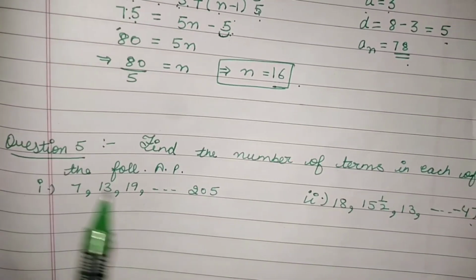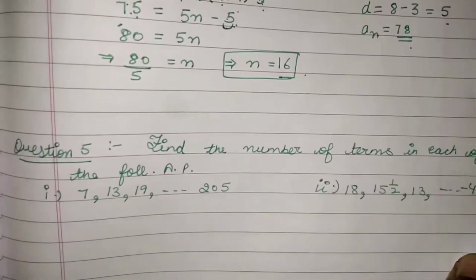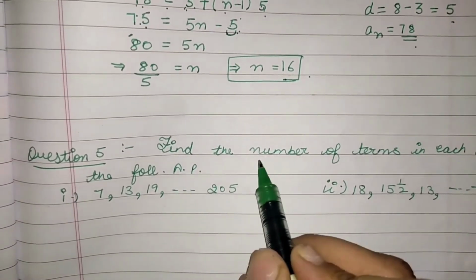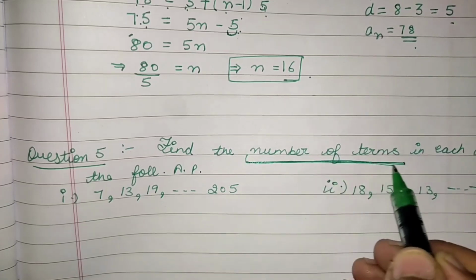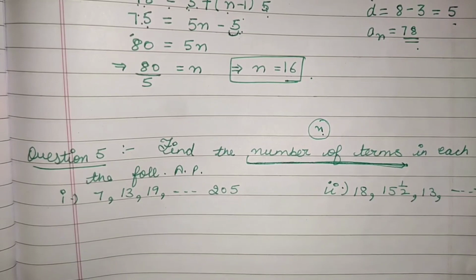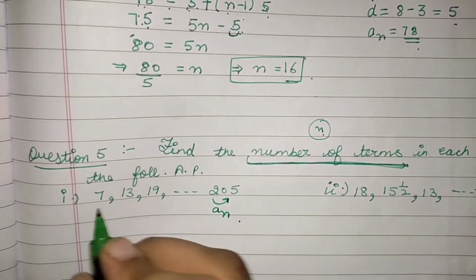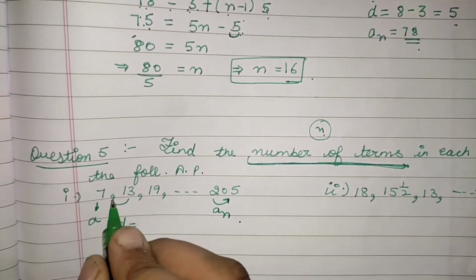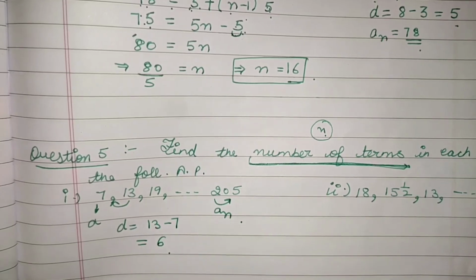Question number 5, the last question of this video. We are going to solve one part, so you can solve the remaining second part by yourself. What does the statement say? Find the number of terms. Number of terms again means how many terms are there in the AP, so I have to find out the value of n. Again, this an is given to you. This is your a, and you can find out the common difference. How? 13 minus 7, which is equal to 6.